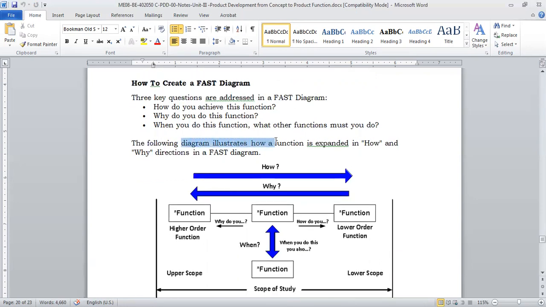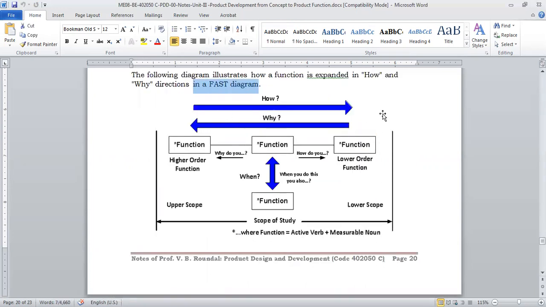A FAST diagram illustrates how a function is expanded, and the how and why questions in the FAST diagram. How is in one direction, why is in the other direction. So for a lower order function, when we answer the question why, we go to a higher order function. For how, we go from higher to lower, right?